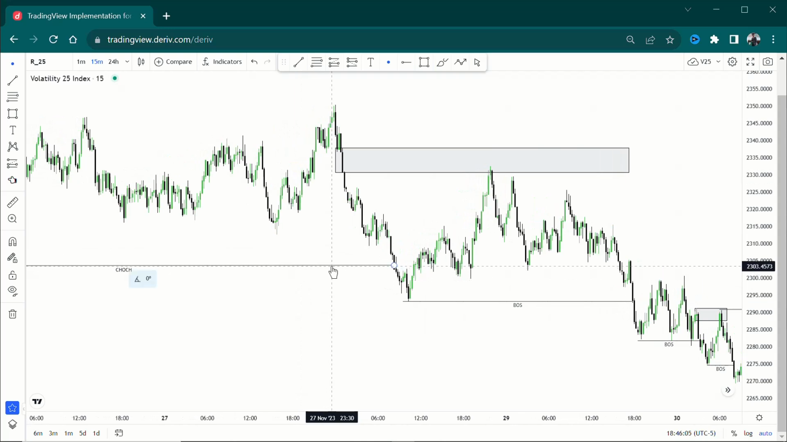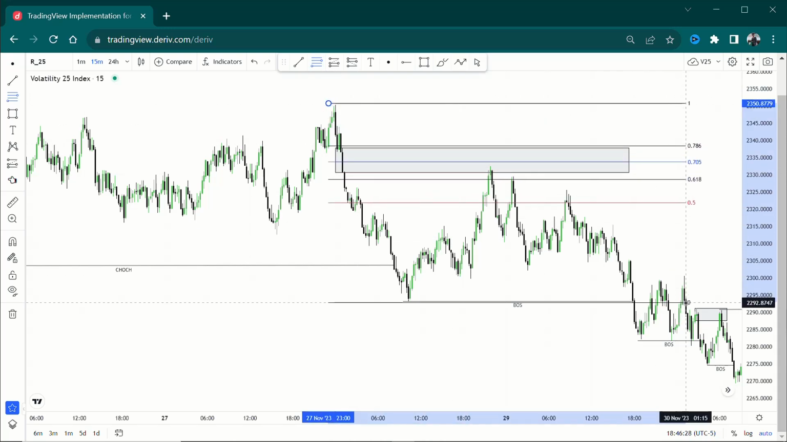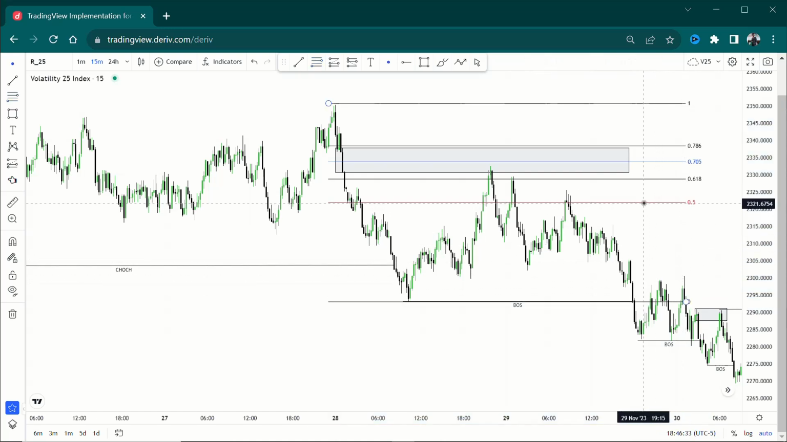Even here, the moment you see a change of character, here there was a change of character, which means instead of drawing your Fibonacci retracement from low to high, now you are drawing from high to low, because now you are selling in a premium. So you draw from your high to your low. You can clearly see 50% is here.